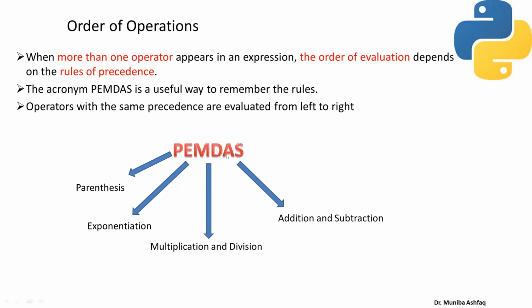And then at the end, we have the addition and subtraction. Here, you can see that both are on the same level, and if these both occur at the same time, then we have to follow the rule from left to right.